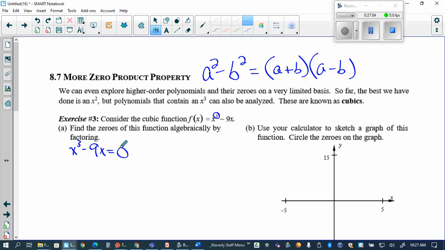It's not quadratic or trinomial, so it's not going to be 2 sets of parentheses. These are not 2 perfect squares. x cubed is not a square. Guys, what's the GCF between the 2 terms? Greatest common factor. It's just x, right? Okay.